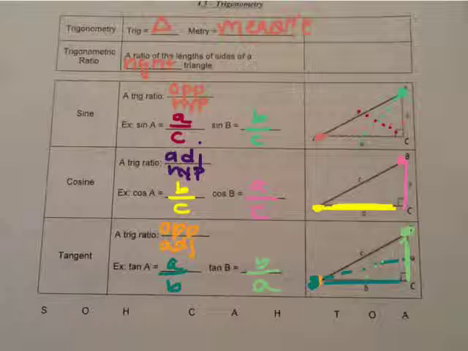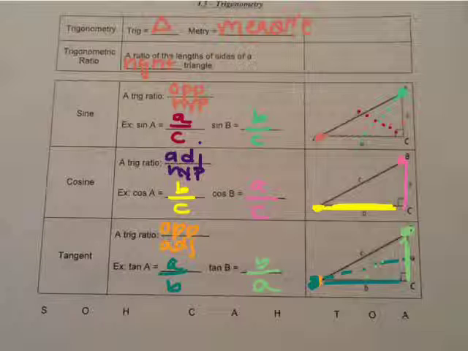A way to remember this, you're probably thinking, well, how am I supposed to remember what's sine, what's cosine, what's tangent? There's a saying, or a shortcut, that we like to use. It's called SOHCAHTOA. Each section represents the ratio for sine, cosine, and tangent: SOH for sine, CAH for cosine, and TOA for tangent.